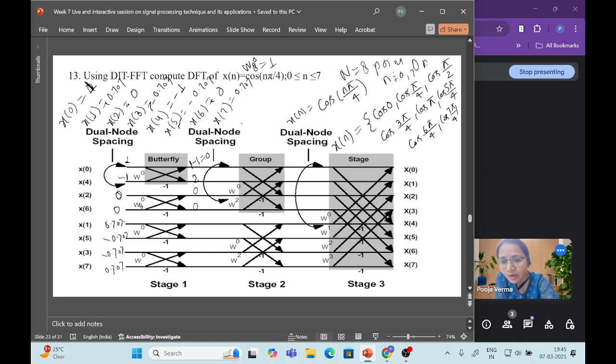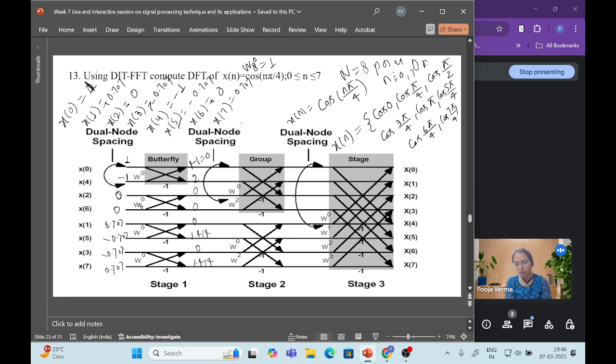Now it is 0.707 minus, here it is coming, that is minus 0.707, so it will also be 0. Again it is coming 0.707, so minus, and this minus will be plus, so you will get 1.414. Similarly here also, 1 is minus, 1 is plus, so it will be 0, and here 1.414. So these are the values you will get after stage 1.